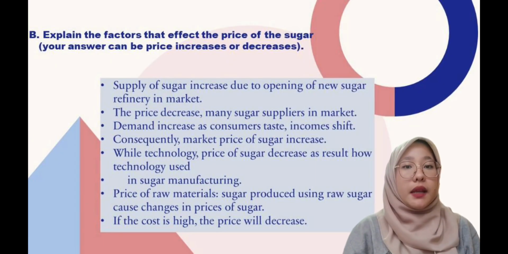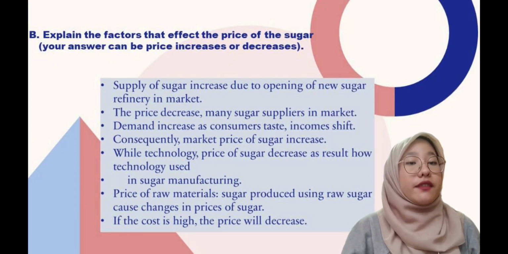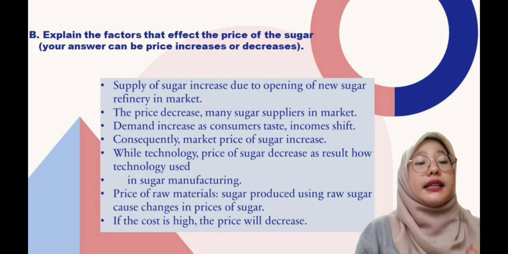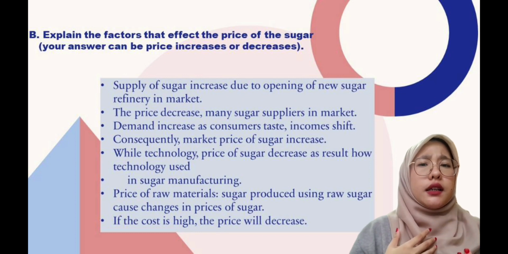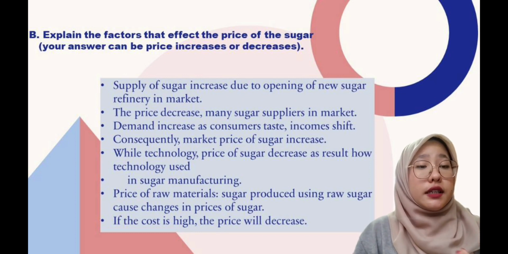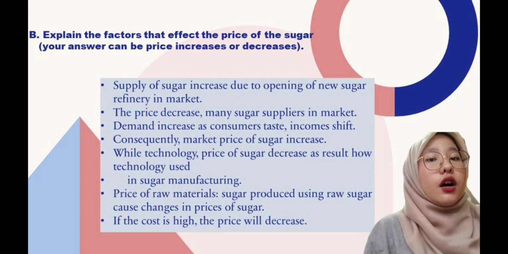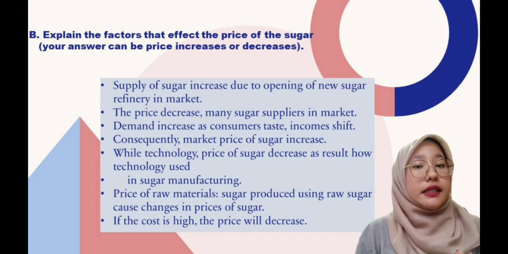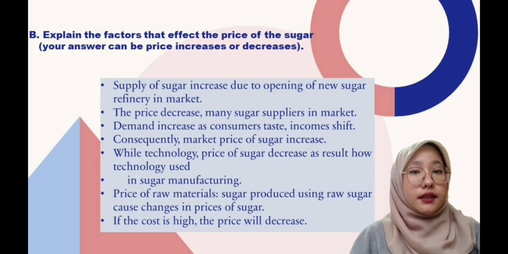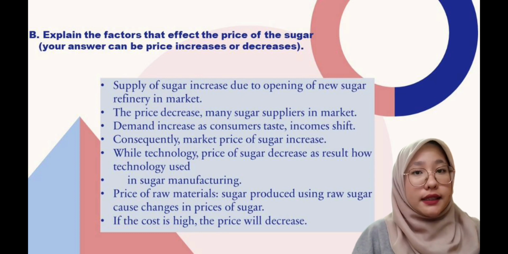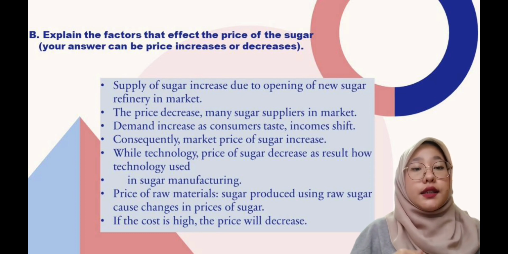The question B, explain the factor that affects the price of the sugar, is supply of the sugar. The supply of sugar will increase due to the opening of a new sugar refinery in the market. Therefore, the price will decrease because there are many sugar supplies in the market. The second answer is demand for the sugar. The demand for the sugar will increase as consumer taste and income shift. Consequently, the market price of sugar will increase.